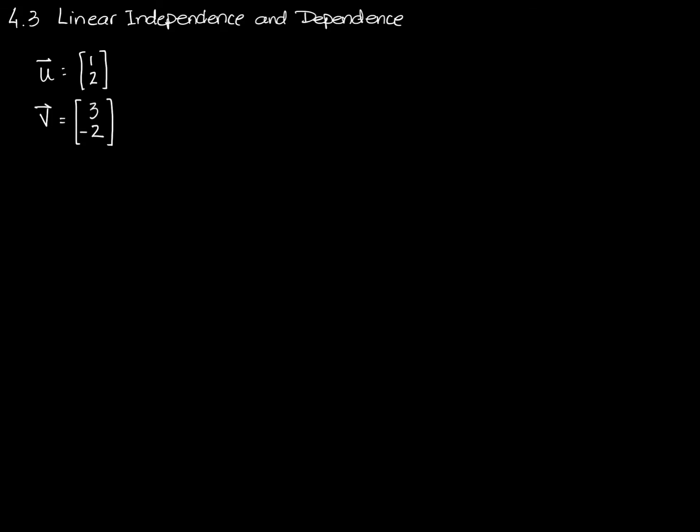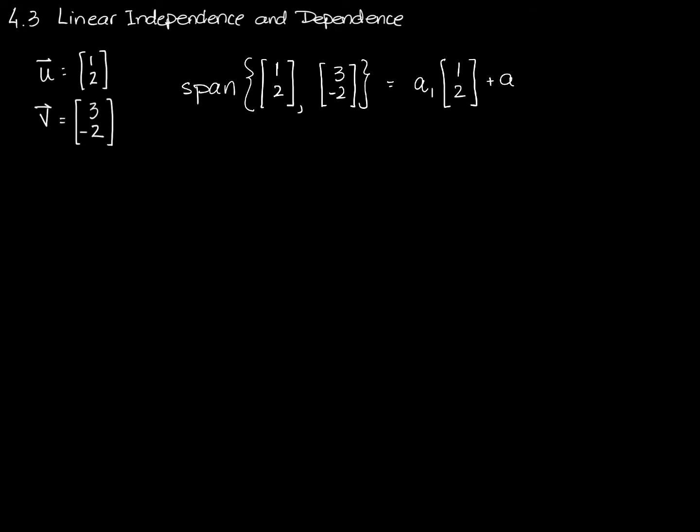Let's take a look at what the span of two vectors u and v looks like algebraically. Remember that the span is just the linear combination of all of the vectors in that space. And I have two vectors in this space, (1, 2) and (3, -2). So the span of these is going to be some constant times the vector (1, 2), plus some other constant times the vector (3, -2).